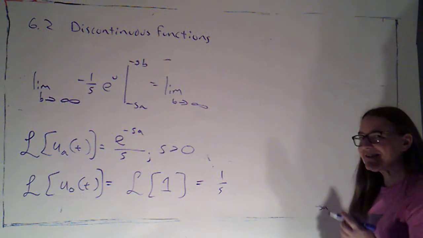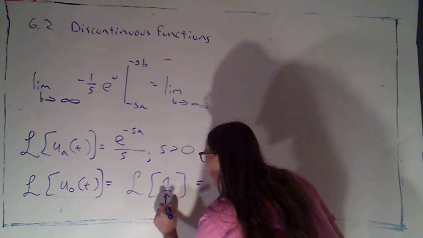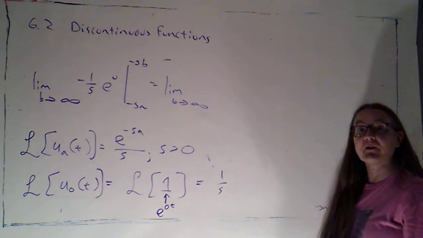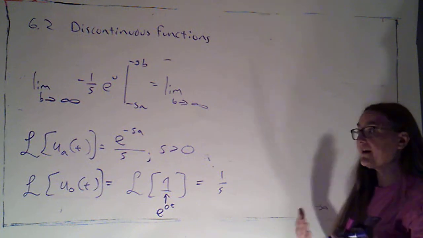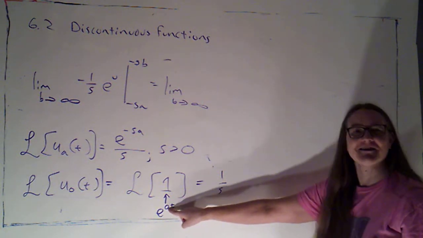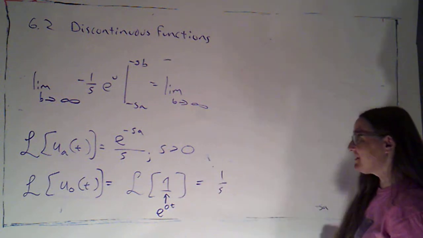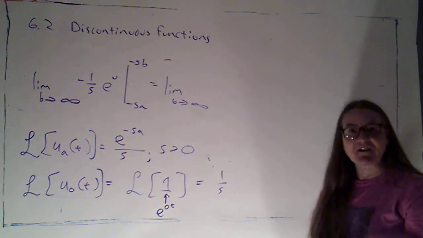Now, that's consistent with what we've seen before, because we also said we could write 1 as e to the 0t. And then if I used the formula for the Laplace transform for an exponential function, I would get 1 over s minus 0. So that's kind of neat that we can see we can calculate this a couple of different ways, and the rules are consistent with each other.